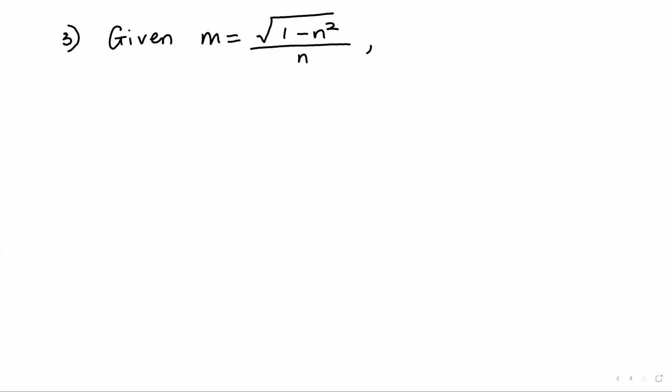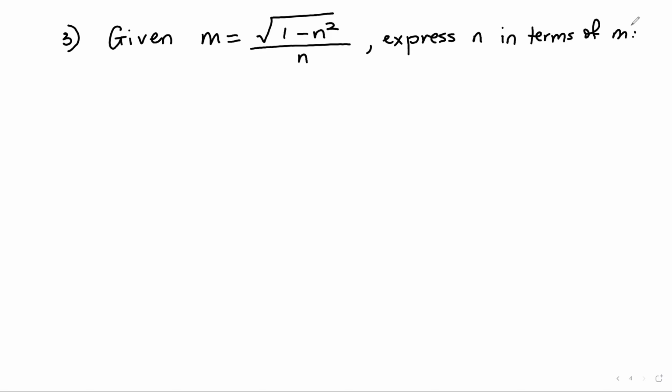This one, we have, given that m is equal to the square root of 1 minus n squared divided by n, express n. We need to make n the subject of the formula. So express n in terms of m. This one is a little trickier than usual.